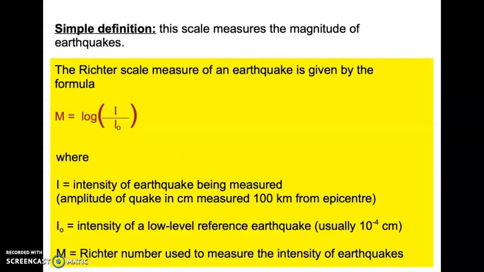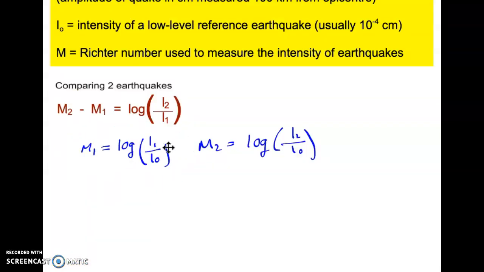So if we want to compare 2 earthquakes, then we would create one of these formulas for each earthquake. Here I have a formula to represent the magnitude of earthquake 1, and here I have the formula to represent the magnitude of earthquake 2. If we're comparing the two earthquakes, then what we would do is subtract those Richter numbers to see how different they are, so doing M2 minus M1. And what I did to the left side equation, I'm also going to do to the right side equation.